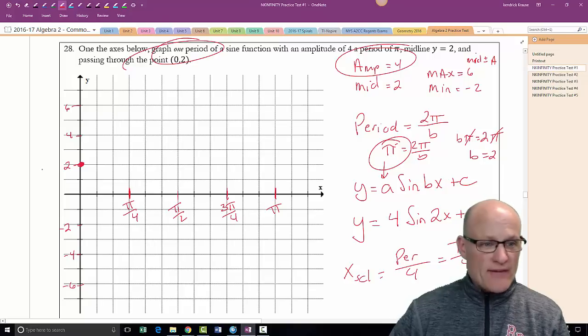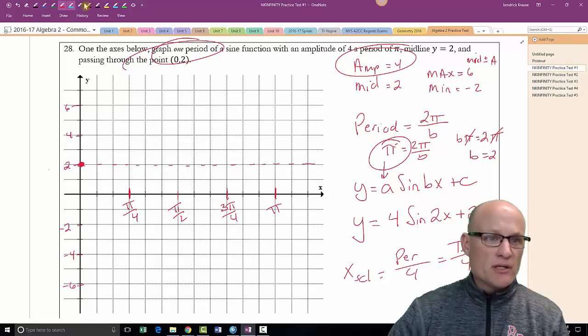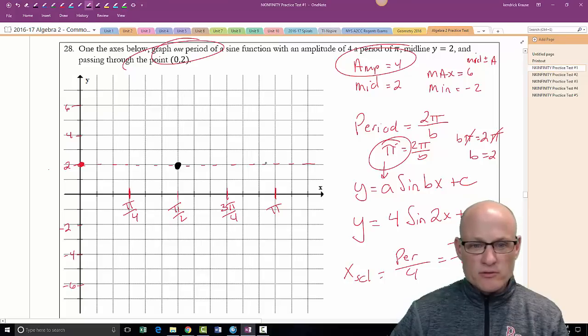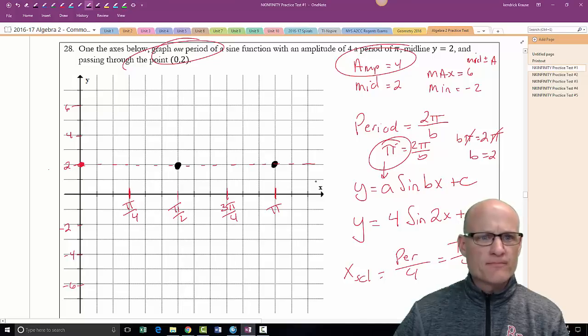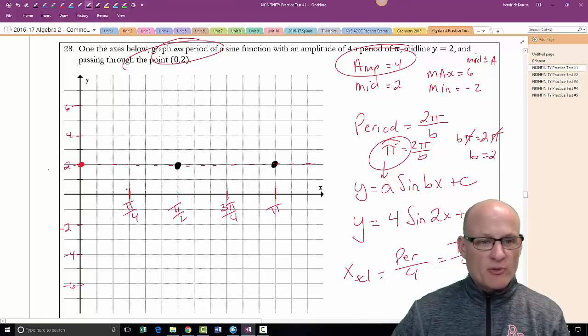Okay, so again, this is my midline right here. Let me grab the bigger black one. So these are going to be my zeros. Every other one is a 0. And in between is a max and a min. Now, what does it say? It goes to the point 0, 2. Well, it didn't say. So in between these, we're going to go to a max, and we're going to go to a min.